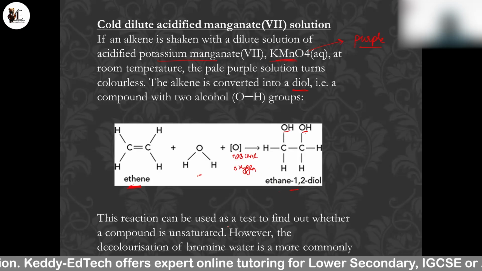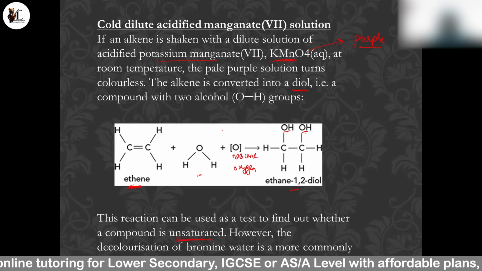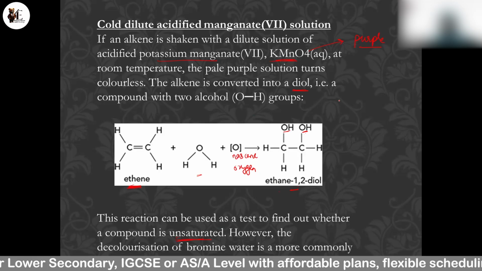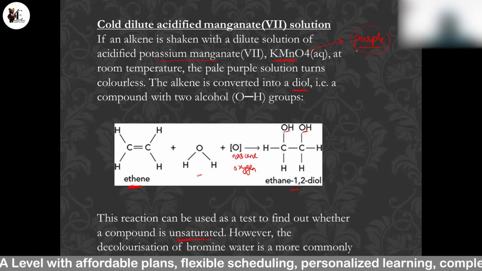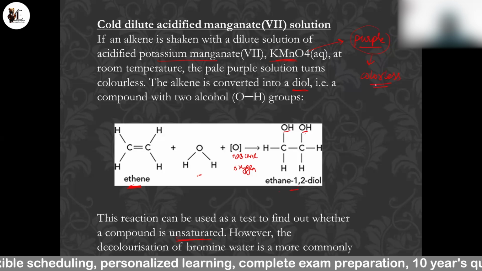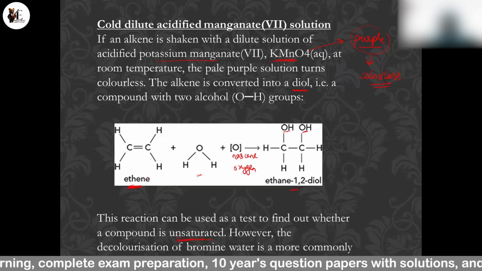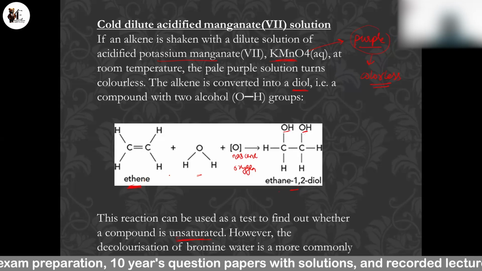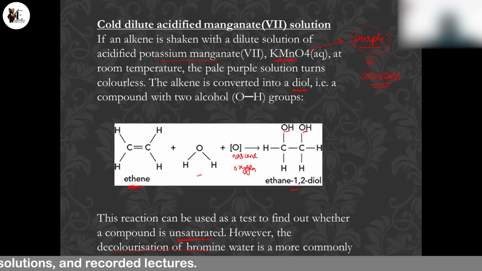And this reaction is also a distinguishing test to find out if your compound is unsaturated or not, because here also color change happens. If you are having an organic compound, you add KMnO4 in it. KMnO4 is purple in color. If it is unsaturated, then it decolorizes to colorless. So we can check that yes, our compound which we have taken is unsaturated. If the color change does not occur, if it remains purple, then it is not unsaturated, it is saturated. So both the tests, decolorization of bromine water and cold dilute acidified permanganate solution, are a distinguishing test for the presence of unsaturated compound.